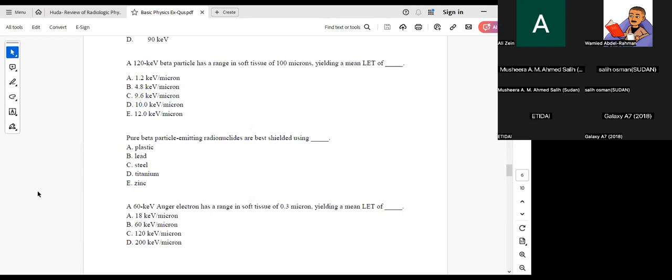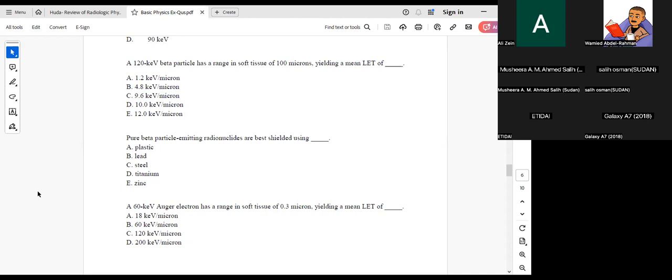This is the average. LET is similar to stopping power. It's just a linear energy transfer, whereas stopping power is a mass energy transfer. Correct. We're going to talk about this part after we do the photon interactions, when we deal with the electron interactions.